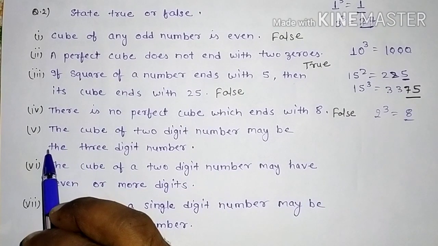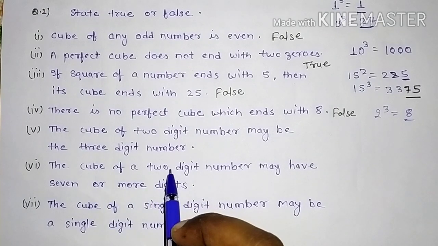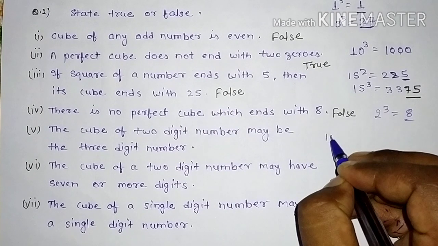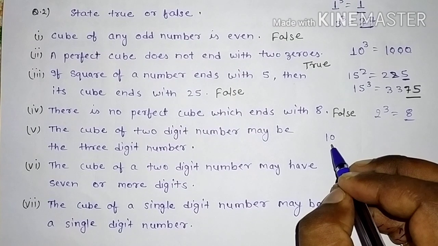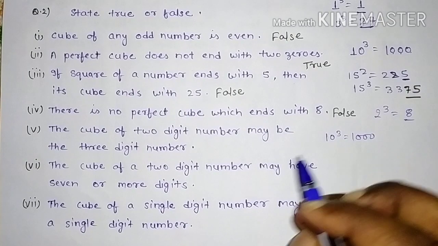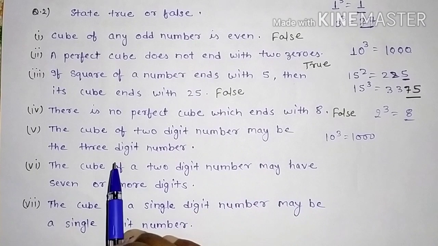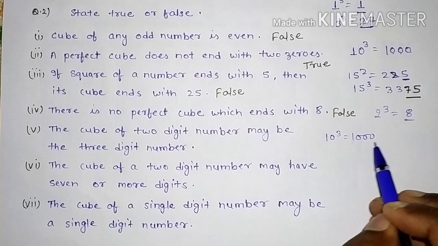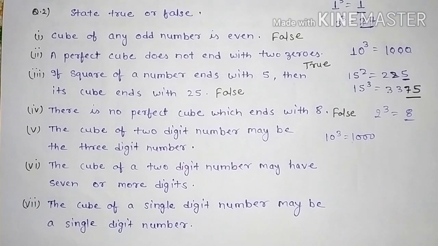Now question number 5. The cube of a 2-digit number may be a 3-digit number. Now here I am taking the example of 10 because it is the lowest 2-digit number. So the cube of this number is 1000, we know that. And what statement is written here? The cube of a 2-digit number may be a 3-digit number, but it is a 4-digit number. 1, 2, 3, 4. This is a 4-digit number. That's why this statement is false.